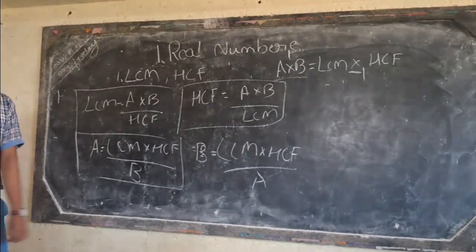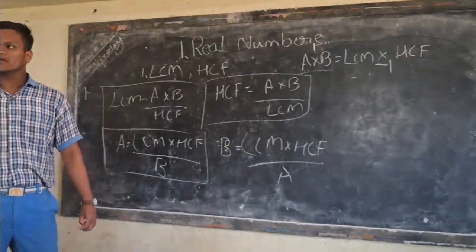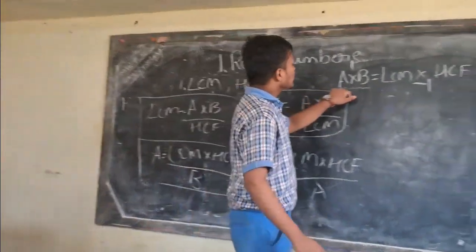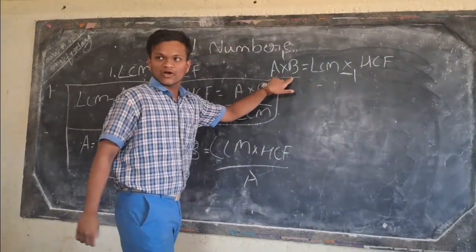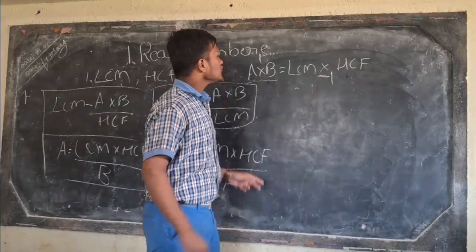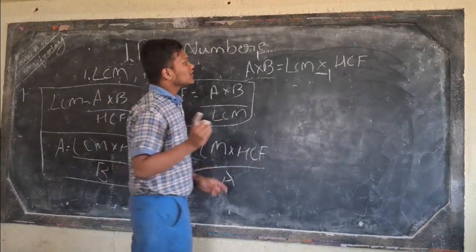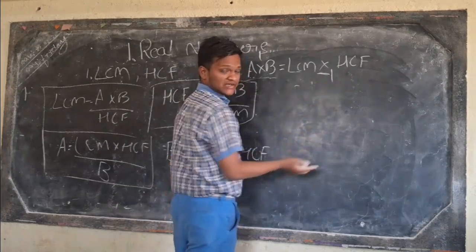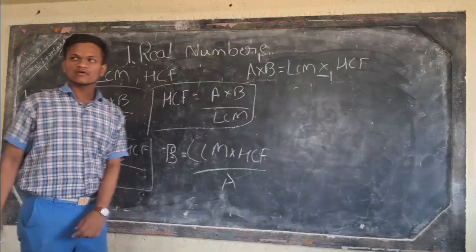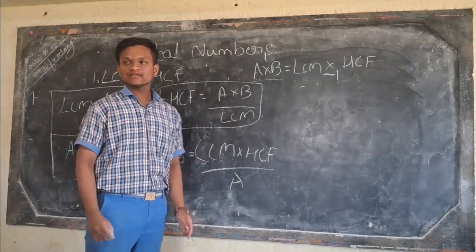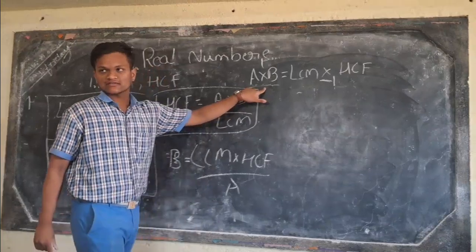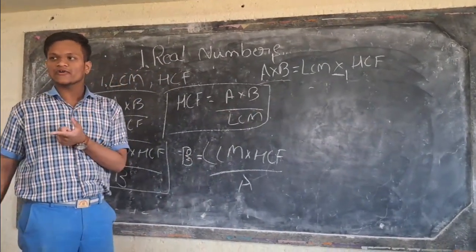Cleared? And another question, they will ask for about 3 marks. They have given A value and B value. Okay? But they didn't give HCF value. You have to first find the value of HCF. After that, apply this formula relation. Because they have asked you to find the value of LCM by using this relation. Can I give an example for it?